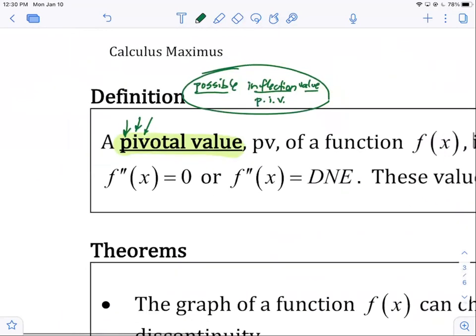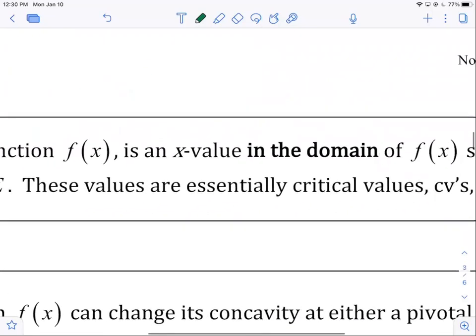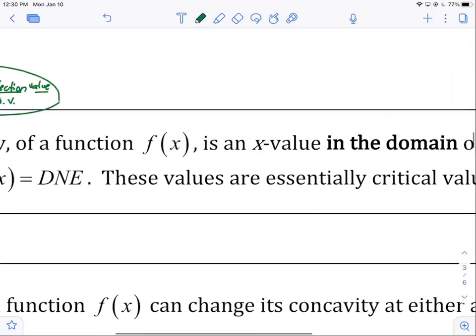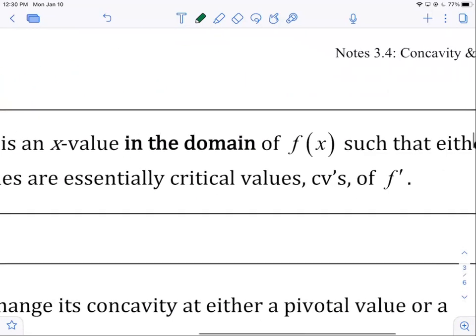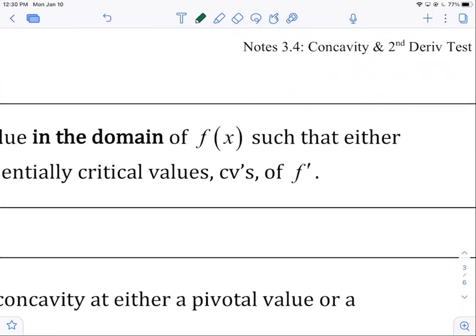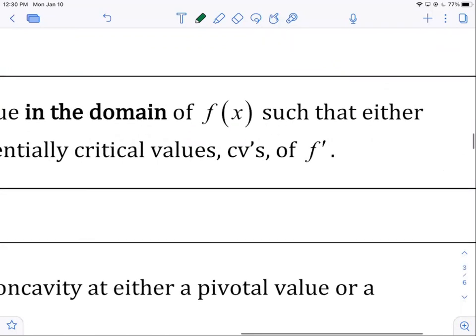So I'm going to define a pivotal value, PV, instead of CV for critical value. It's an x value in the domain of the function where, believe it or not, either the second derivative is 0 or the second derivative is undefined. And to help you realize it, these are essentially the critical values of f prime. Okay, so we could say CVs are to f prime as PVs are to f double prime.